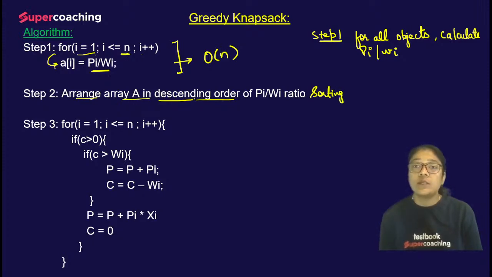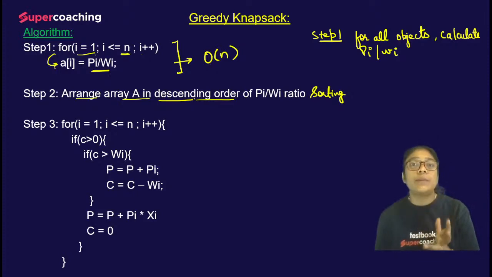In step 2, what are we doing? Sorting. Now there are many sorting algorithms, like insertion sort, quick sort, bubble sort, merge sort, heap sort. Which algorithm needs to be considered? In the worst case, we will consider the one with the least time complexity. Insertion sort, worst case complexity is n square. Quick sort, worst case n square. Selection sort, n square. Bubble sort, n square. Merge sort, worst case n log n. Heap sort, worst case time complexity is n log n.